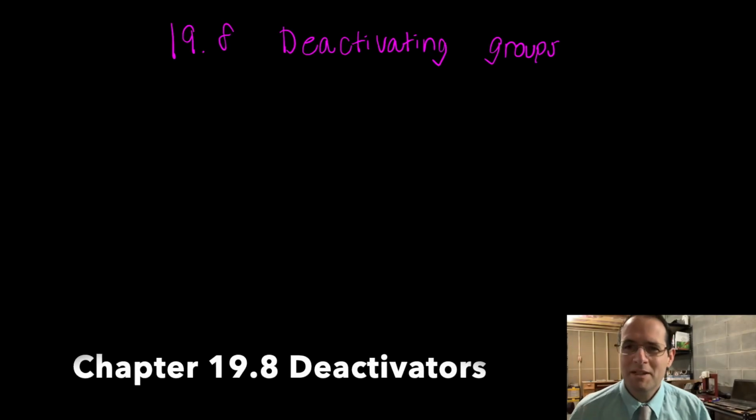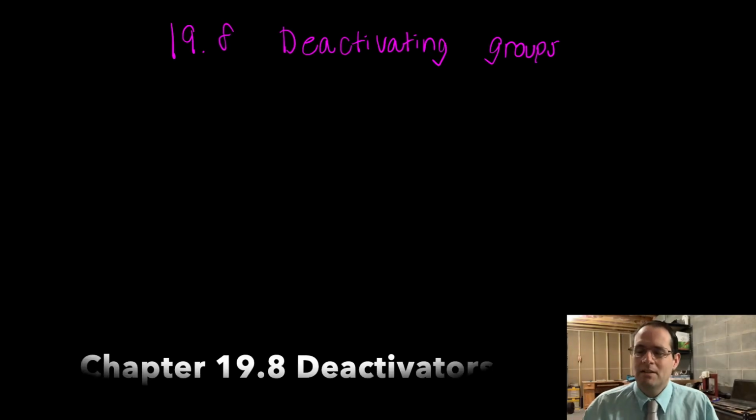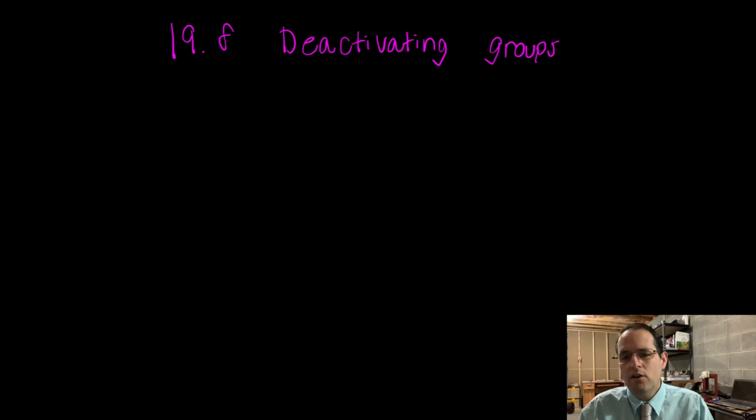Welcome back. We want to talk about deactivating groups now. In the previous video, we saw how nitrogen, carbon, oxygen, and halogens are ortho-para directors. Nitrogen and oxygen, for example, have those lone pairs next to the aromatic ring that cause it to be an electron donating group, which activates the aromatic ring and makes it more reactive than benzene.